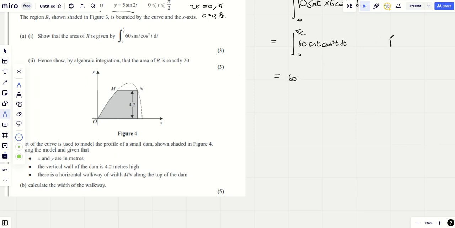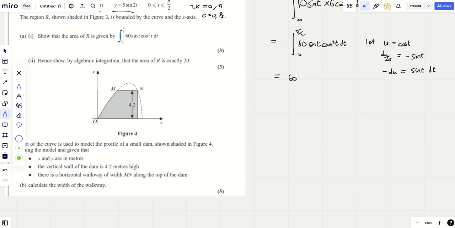Now this is really nice because it's of the form f dash of x times f of x to the power of n, and integrating anything of that form always gives f of x to the n plus 1 over n plus 1. You can use substitution though if you don't notice this. If you let u equal cos t, things are going to go very nicely for you. This is just another way of doing it. Then du by dt is minus sine t.